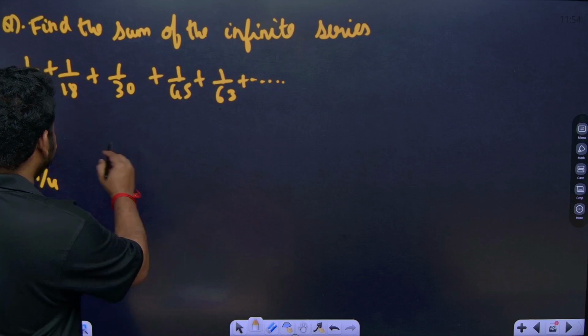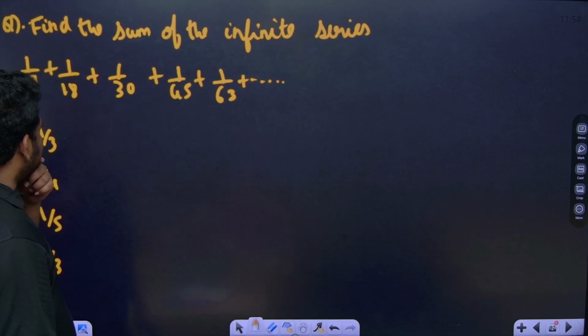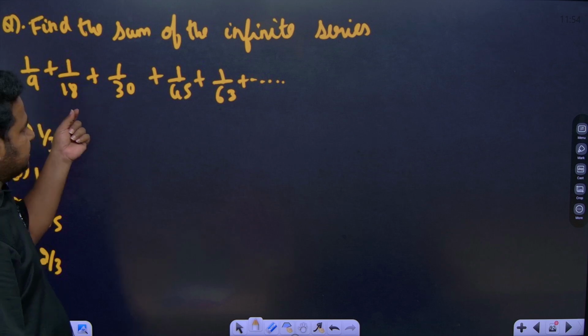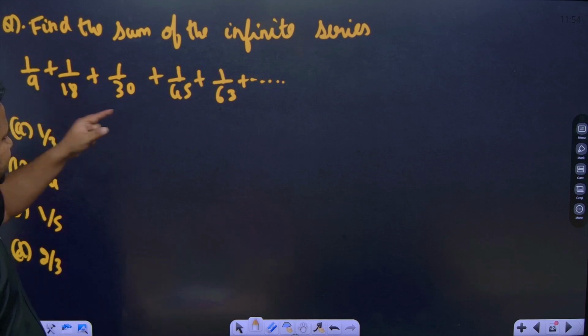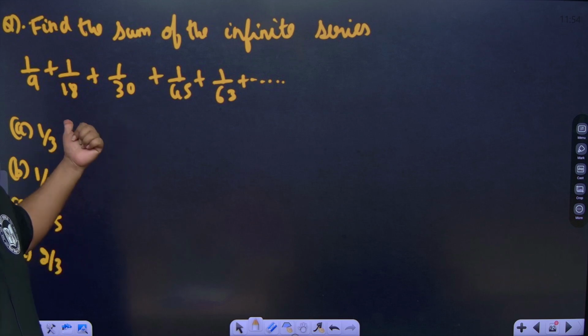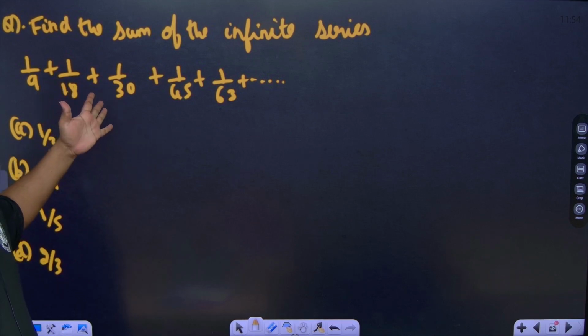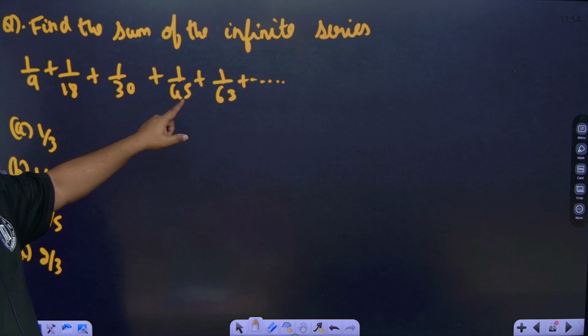This is of the form 1 by 9, 1 by 18, 1 by 30, 1 by 45, 1 by 63. What common can I take? 9 is there, otherwise I could have taken 6 common. 6 also I cannot take common because 45 is there, 63 is also there. The only thing I can take common is 3. 9 also I cannot take, 30 will not go with 9. 18 will go, 45 will go, 63 will go.